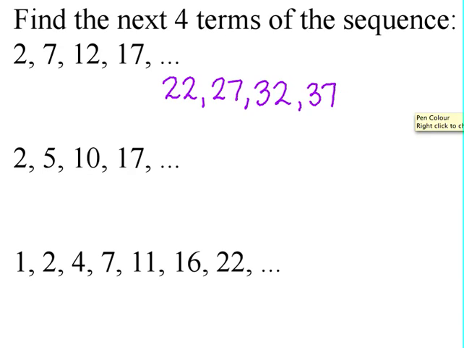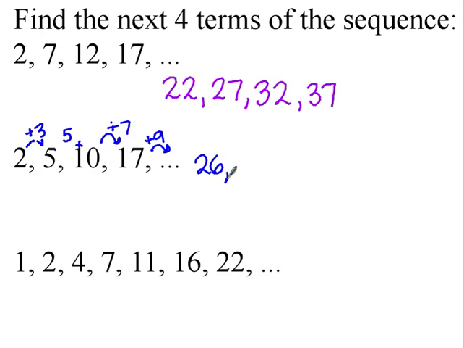2, 5, 10, 17, 26. What do you do to 2 to get 5? Add 3. To get to 10 you add 5. What do you add here? 9. So the next one you're going to add 9, so that means 26. And then you're going to add 11, which would mean 37. Then 50, and what would be the next one? 65. Very good. So you're actually increasing the amount you add as you go up.